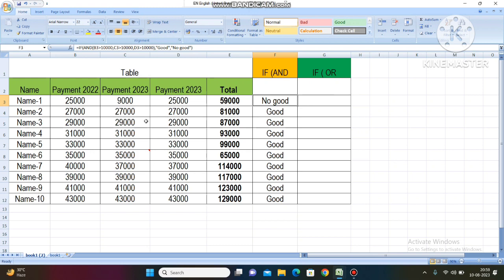You may look at the second cell also. Here I put the value 5,000. Then you will also see the not good condition. This is all about the IF and AND formula function in MS Excel.